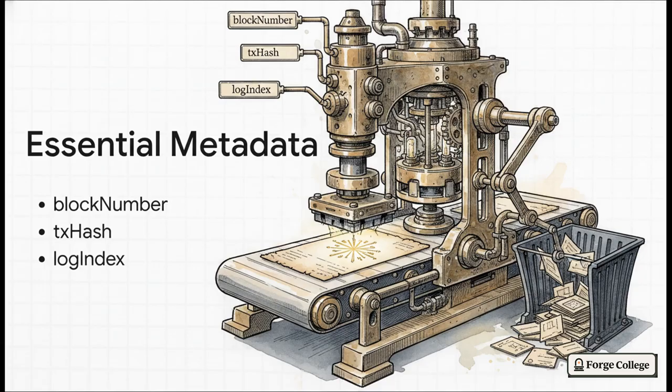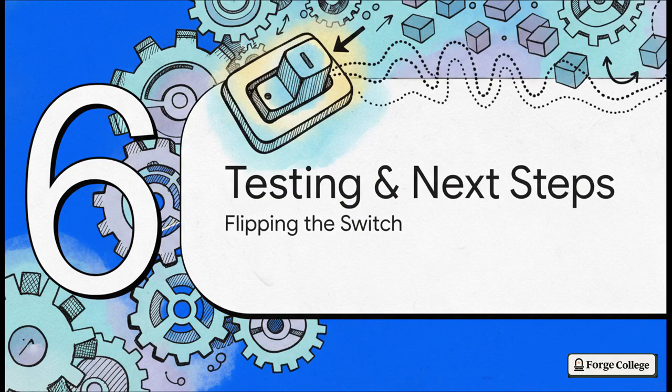The combination of these three variables creates a unique identifier. This allows your downstream database to safely deduplicate and strictly order your events. It guarantees eventual consistency. Almost done. Section 6, Testing and Next Steps.